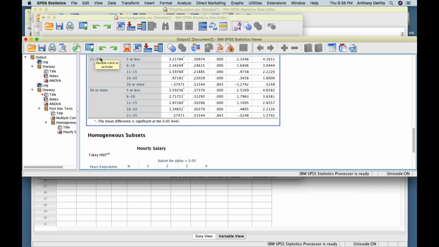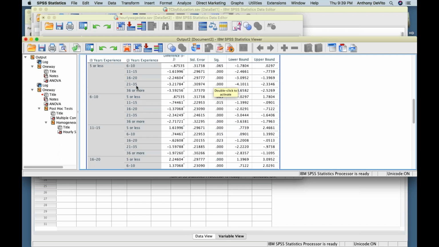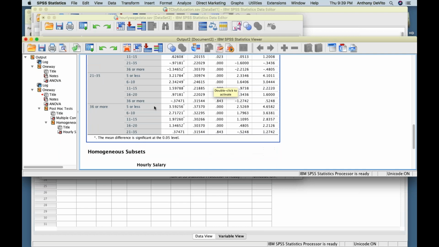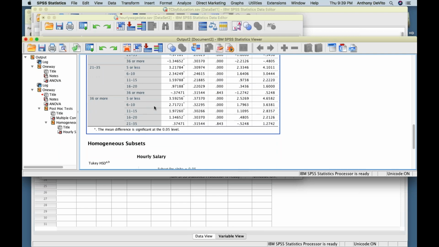Looks like maybe wages stagnate over there, which is not that surprising, is it? Right? Within that level of experience, your salary may have peaked, and it's difficult to get a higher salary with more experience. So in those cases, for 21 to 35, we failed to reject the null hypothesis, and for 5 or less versus 6 to 10, we failed to reject the null hypothesis that there's a difference in the average salary. But for the rest of these comparisons, there indeed appears to be a statistically significant difference in the average salary.